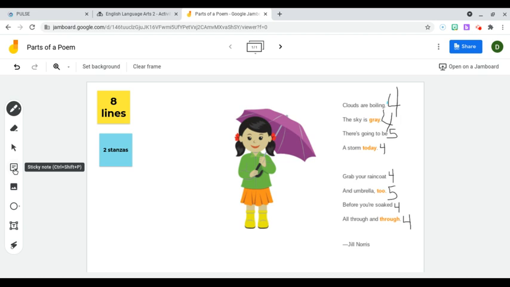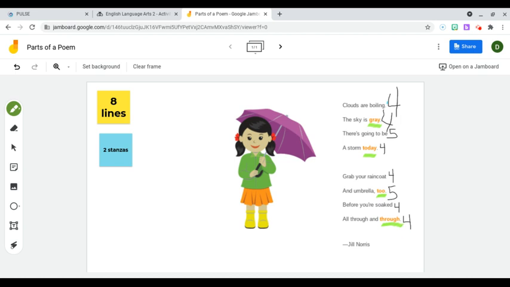Finally, friends, we talked about sound pattern. You can look at the rhyming words to see any connections between phonic sounds. So here we have gray, today. So that shares the sound pattern of A. And down below in the second stanza, we have to and through. So that shares the sound pattern of oo.